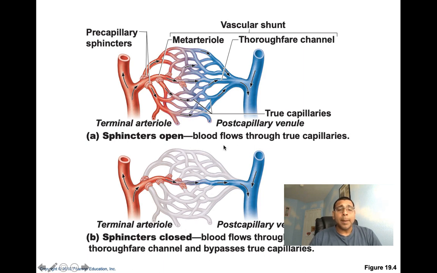So that's what a capillary bed consists of. Now let's talk first about the terminal arteriole. We can see here the terminal arteriole. The terminal arteriole feeds the capillary bed, as we could see. Then we have a post-capillary venule.